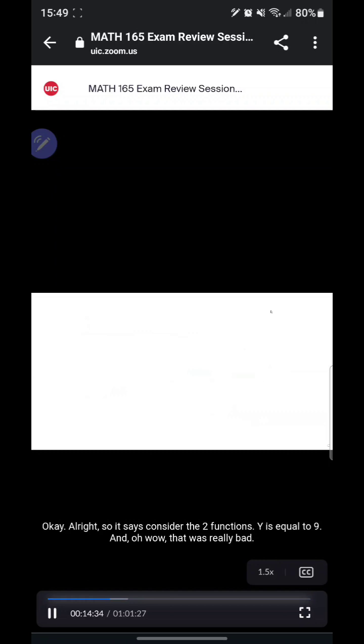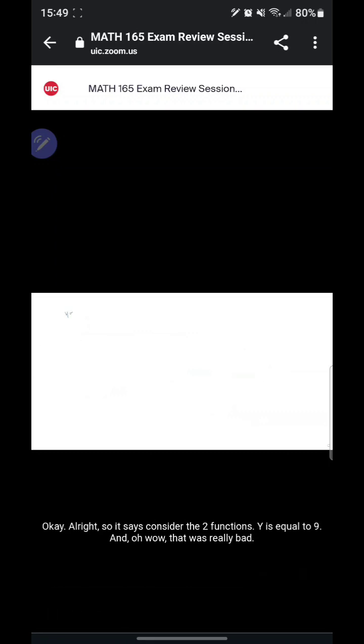Okay. All right, so it says consider the two functions. Y is equal to 9 and, oh, wow, that was really bad. And y is equal to the square root of x. Okay, it says first for A, it wants us to sketch, hold on. There we go. It wants us to sketch a graph of the region bounded by the first two functions.